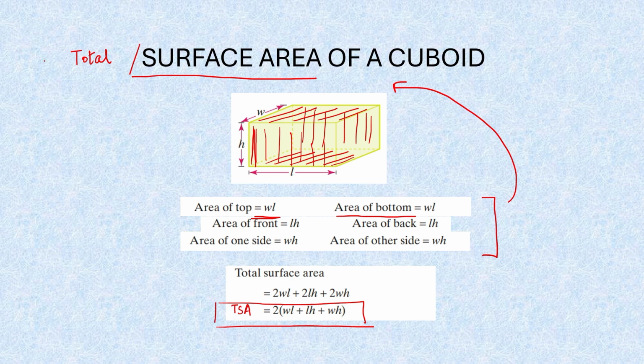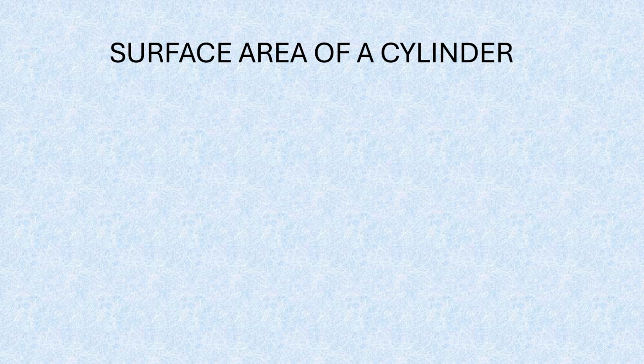Okay, now we have understood what is the total surface area of a cuboid and we have derived its formula also. Next we'll study the surface area of a cylinder. You know how a cylinder looks like. This is a cylinder.